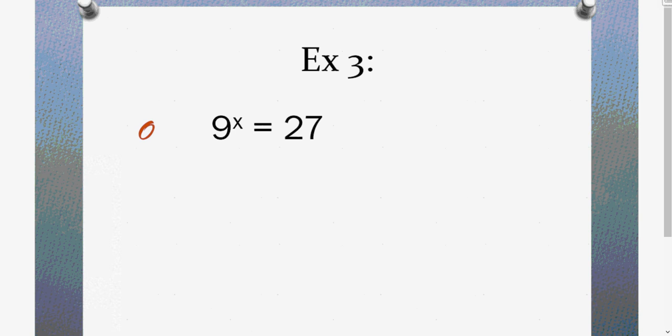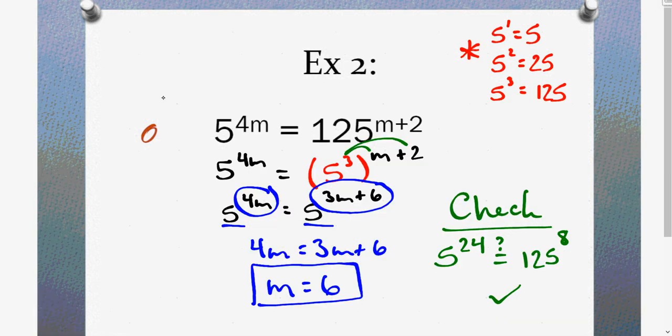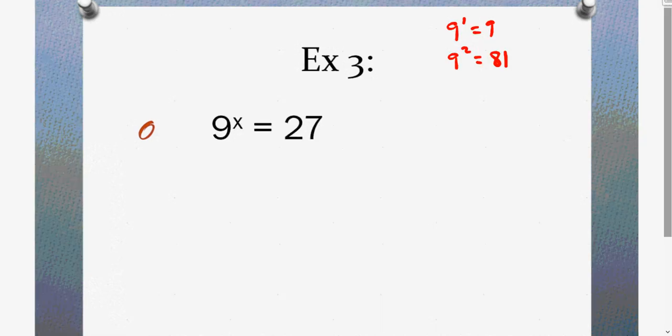Let's try that. Okay, so 9 to the first is 9, and then 9 squared is 81. Crap, 27's definitely not right there. So I can't use a common base of 9. I can't just use the smaller base and a power to make the bigger base. So what the heck am I supposed to do?